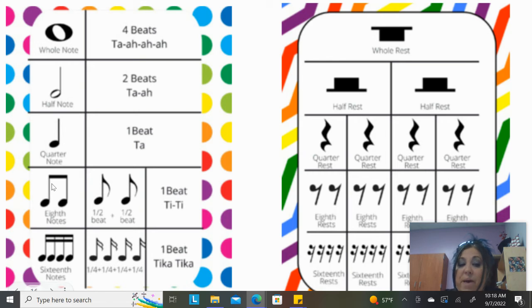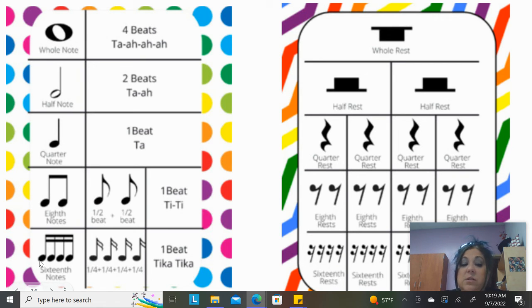Now we need a pair of eighth notes to get 1 full beat. So if I were to cut that in half and I took this eighth note away, we would only have half a beat. So remember, we need 2 eighth notes to equal 1 beat. 1 eighth note only gets half of a beat.